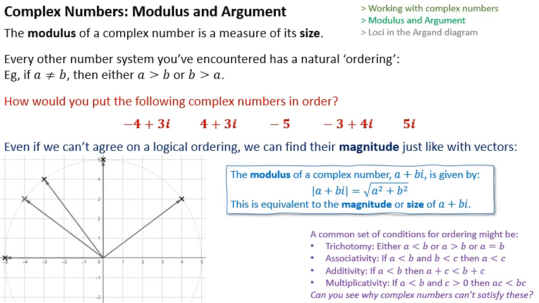So a and b are real numbers in this context. Whenever you see a plus bi, it's implied that a and b are real numbers. And the only imaginary part within that will be the i itself. Any imaginary number you have, any purely imaginary number, can be written as a real number multiplied by i. And any complex number can be written as a real part plus something real multiplied by i.